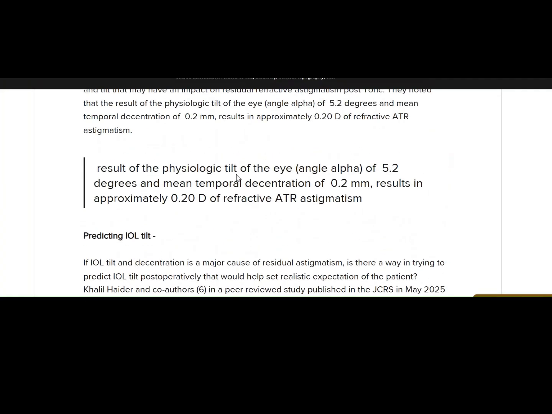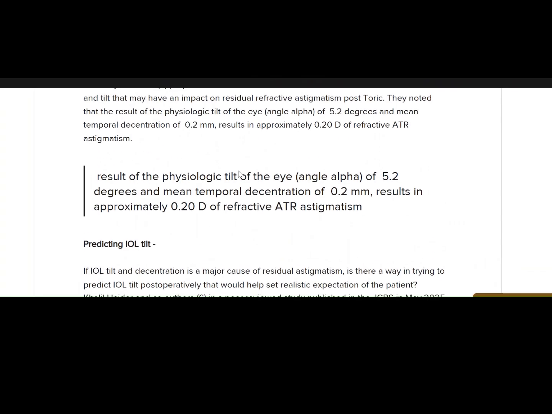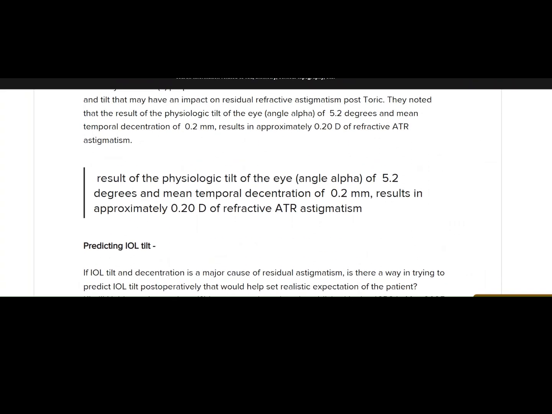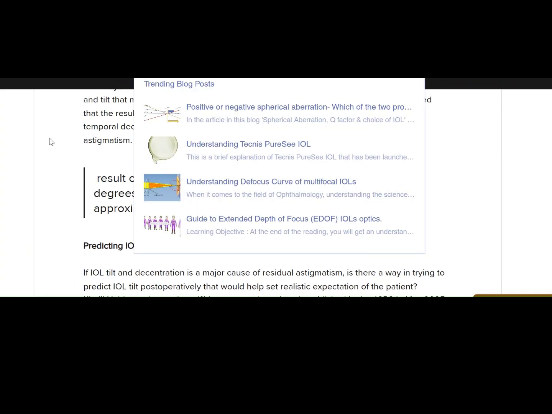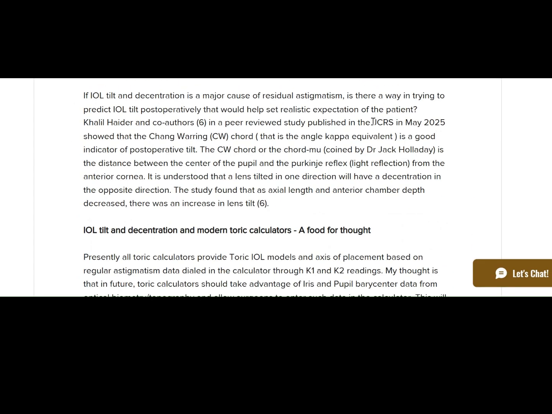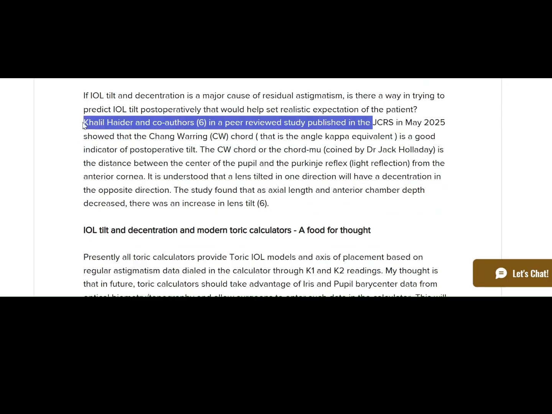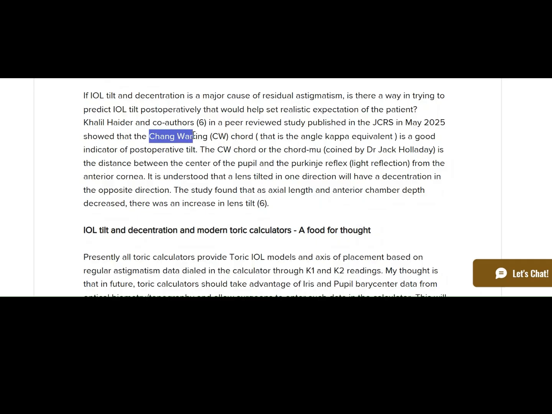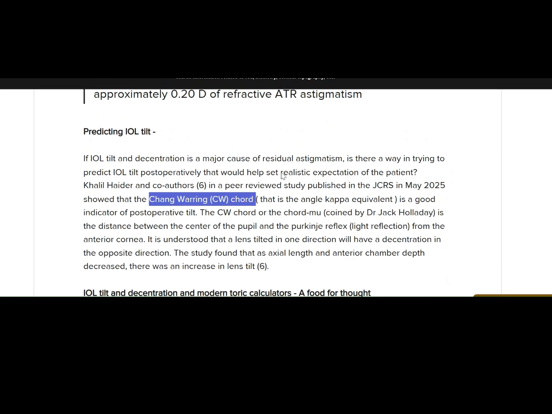Now, coming back to my article, the Toric IOL and the missing link, you can always use the search button over here and access the article. In a recent study in JCRS, in May 2025, Khalil Haider and co-authors showed that you can use optical biometry to predict what kind of tilt or decentration your patient may have, and accordingly you can plan the toric IOL. Let me explain this.